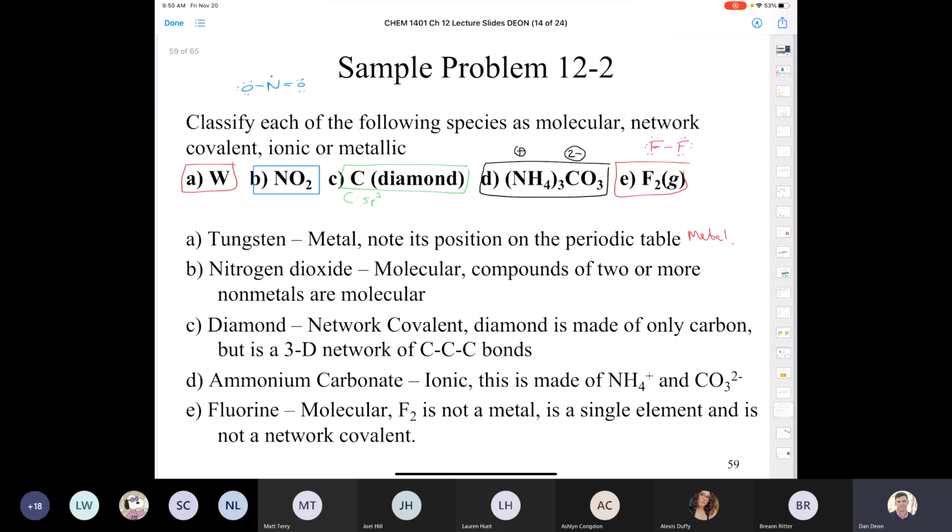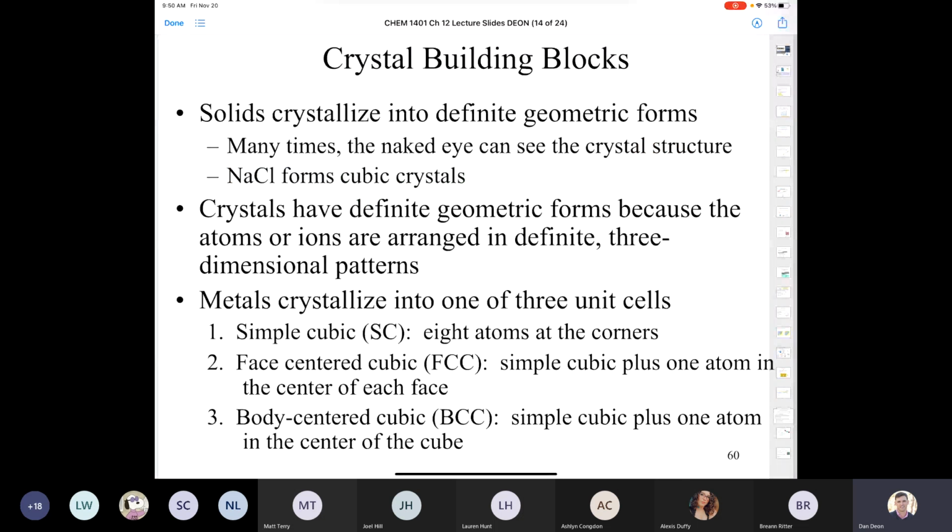All right, let's switch gears and talk about crystal building blocks. So when we think about solids, we think about them crystallizing into definite geometric forms. Many times the naked eye can see the crystal. For example, if you've ever taken a piece of table salt and held it in your hand and looked at it really closely, you probably noticed it has a cubic shape to it. Well, crystals have definite geometric forms because the atoms or ions are arranged in a definite three-dimensional pattern.